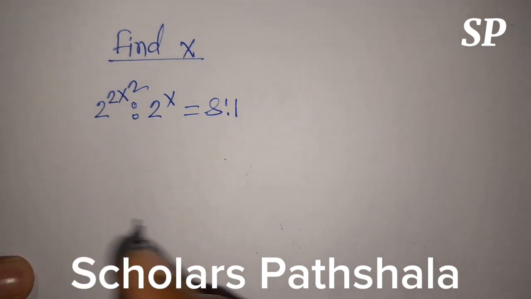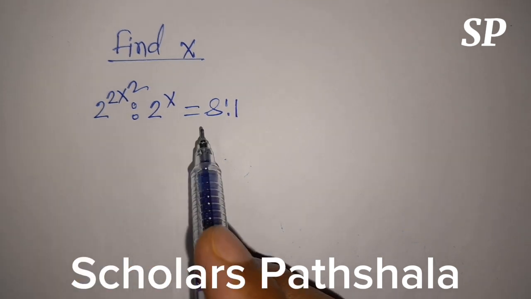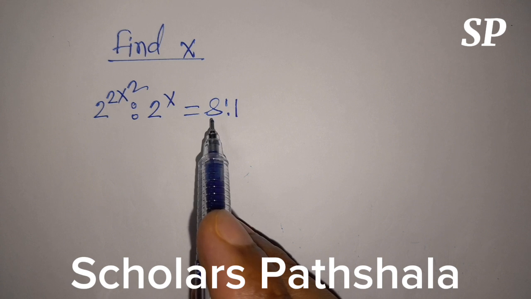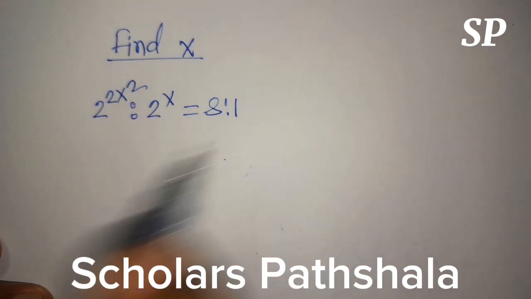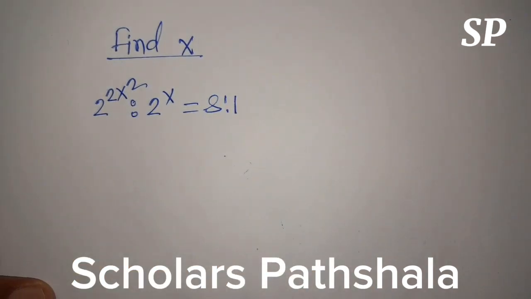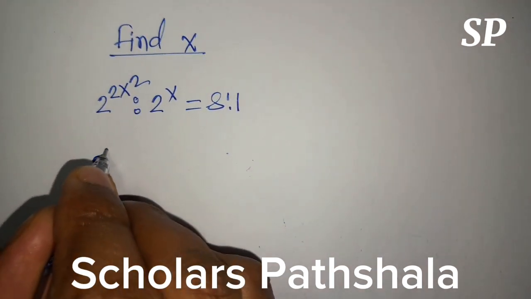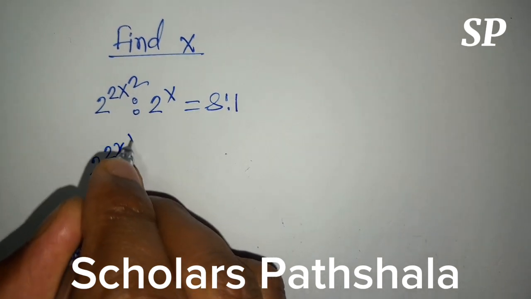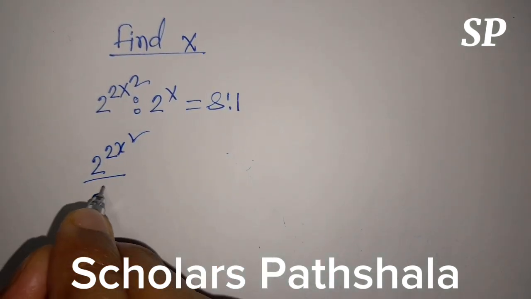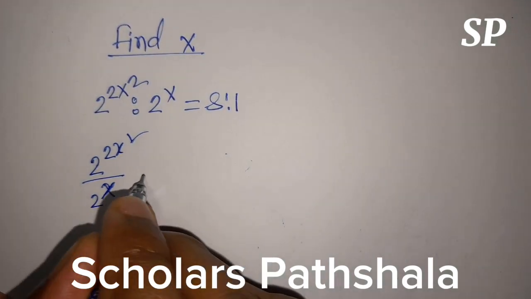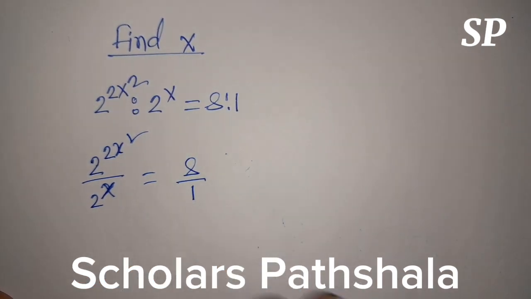Today I will solve 2^(x²) / 2^x = 8 / 1. So we find out the value of x. Here we can write 2^(x²) divided by 2^x, okay, and 8 by 1.